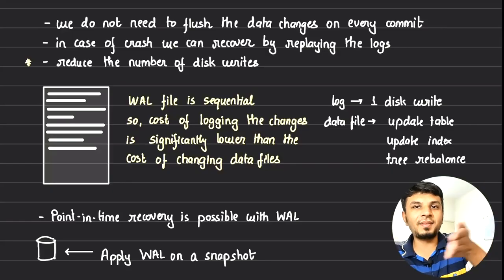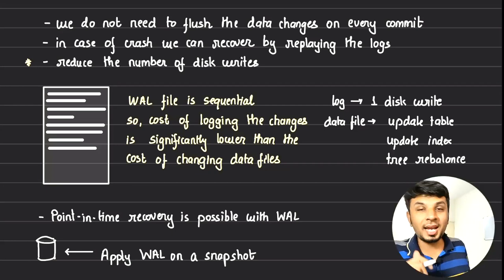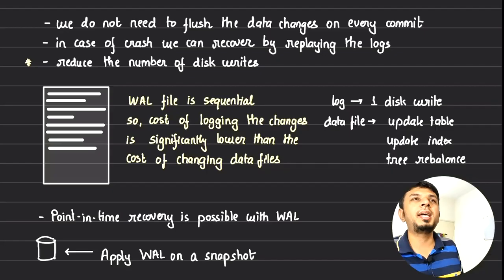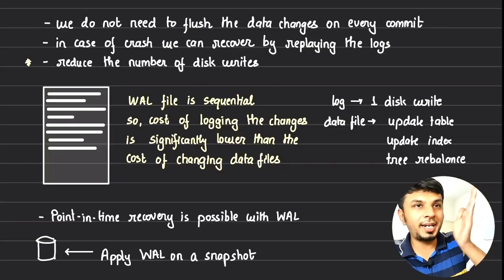So you can actually time travel on your database and see, hey, at this point in time, how did my database look? You can actually do that using write-ahead logging. That's where write-ahead logging plays a very important role in automation testing, where you want a data set up till a specific date, because after that something was messed up.